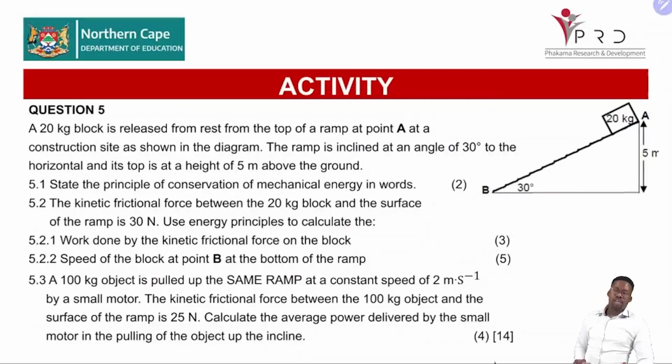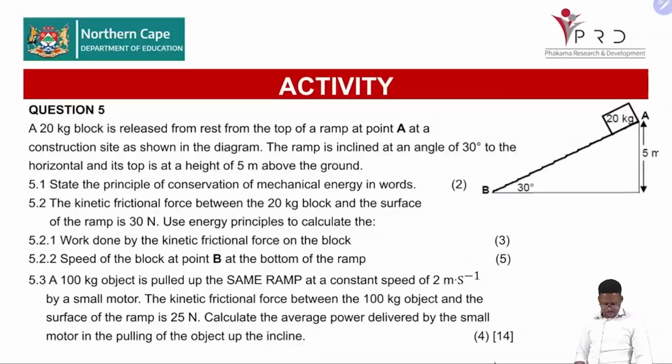Then, I'm giving you 10 minutes to respond to this question. Now, let's provide feedback to this question. A 20 kg block is released from rest from the top of the ramp at point A at a construction site. The ramp is inclined at an angle of 30 degrees to the horizontal, and its top is at a height of 5 meters above the ground.